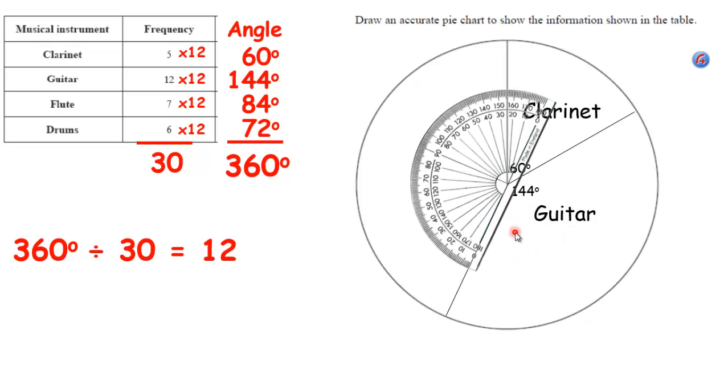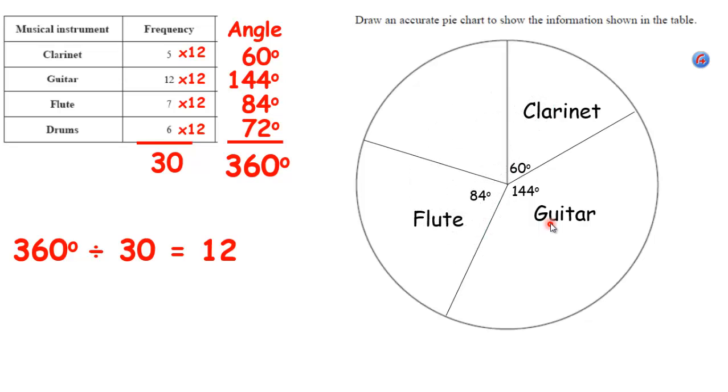Okay, so line it up there. Notice I've put my line in. The next angle is 84 degrees. 84 degrees is going to be about here. So I've drawn my line through and label it flute, 84 degrees. Now the last section, you can measure with your protractor. It should be 72 degrees and drums, and that completes your pie chart.